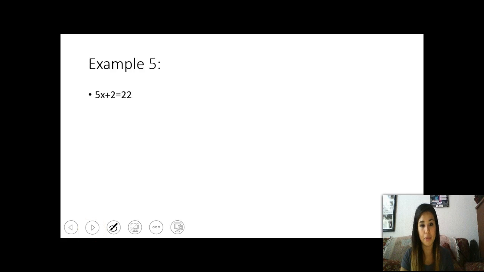Okay, let's look at example 5. 5x plus 2 is equal to 22. This one's a little bit different. If you notice, we don't just have one step. Like in the other ones, I just multiplied, or I just added, or I just subtracted. Here, we're going to do a little bit more work. So we have 5x plus 2 is equal to 22. The first thing I want to get rid of, because if you notice, I have a 5 there and a 2 there. I want to get rid of both of those things. I want to have x completely by itself.